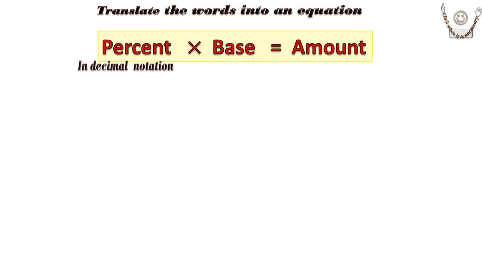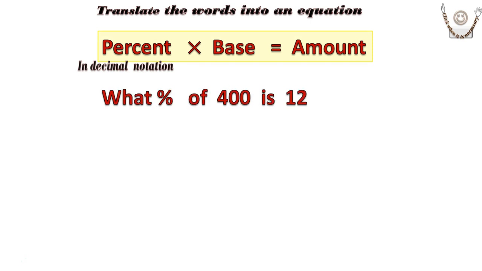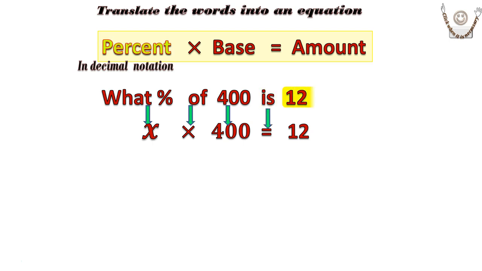Practice problem to find percent. What percent of 400 is 12? We are looking for percent. Let's convert into the corresponding equation. What percent we don't know, we have to use variable x. Of means multiplication, 400 is 400, is is the symbol equal, and 12 is 12.